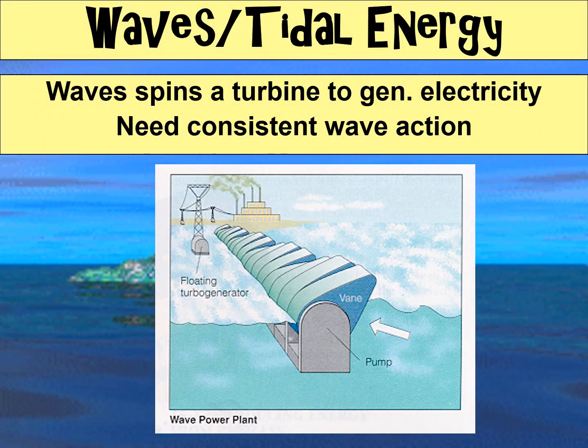Another type of water power that can be generated is wave or tidal energy. And in this renewable energy source, you set up a turbine that harnesses the energy of the waves, and then you use that to spin the turbines to generate electricity. But again, you need to place them in areas that get consistent wave or tidal energy.